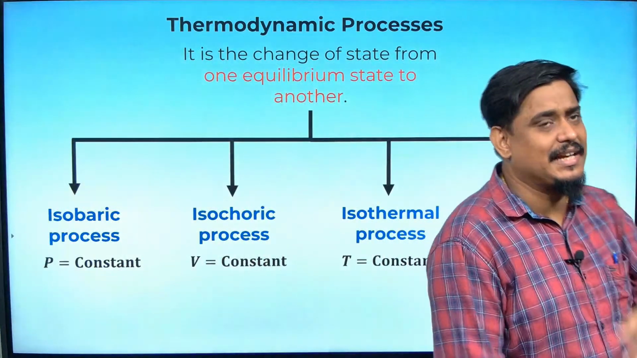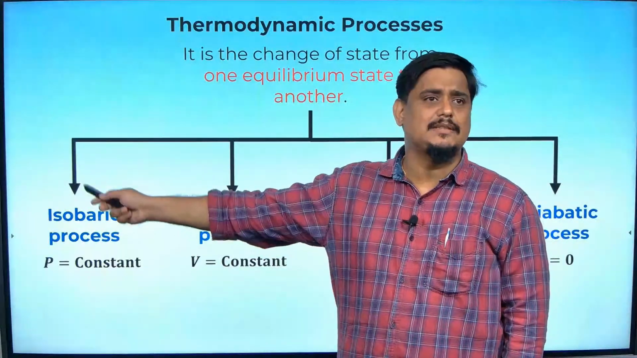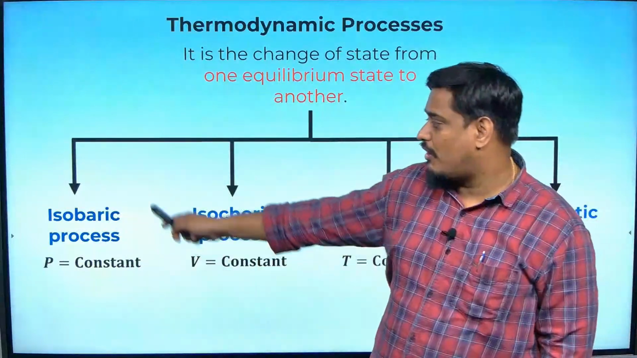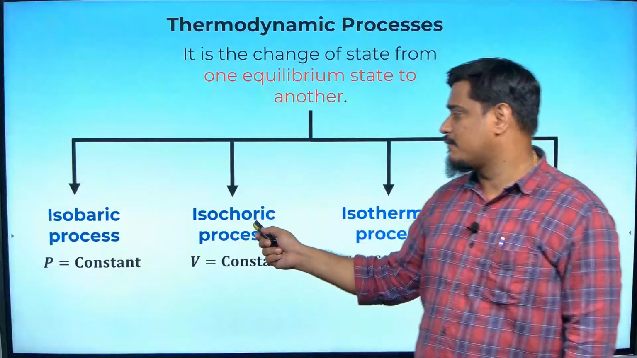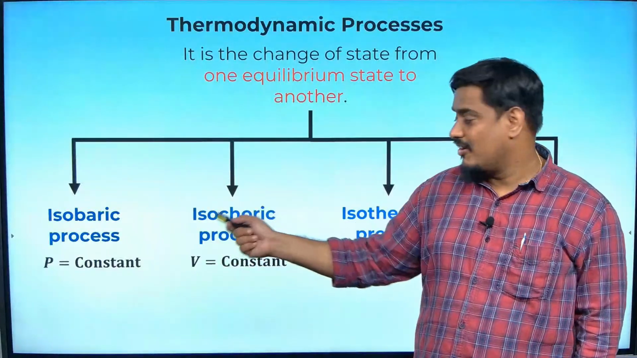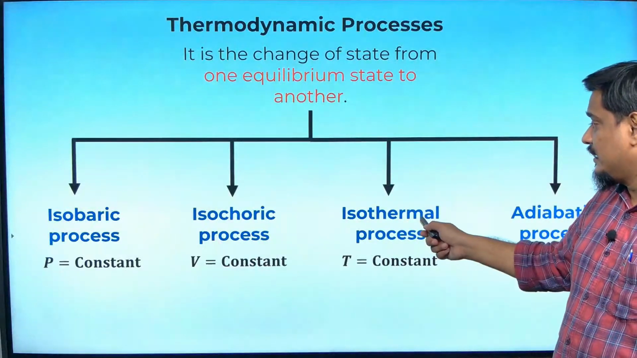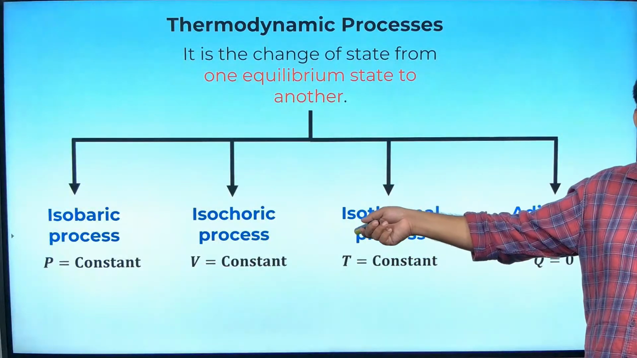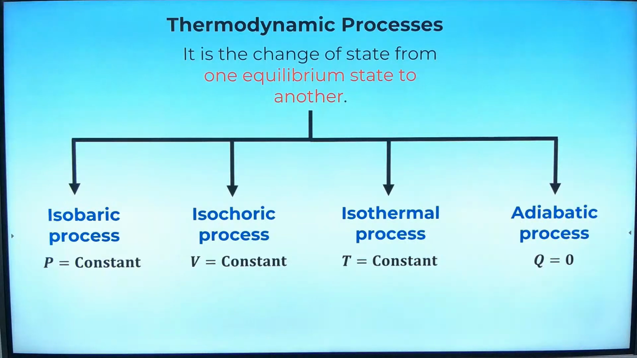Now, as the name is saying, isobaric. Iso means constant. Baric means pressure, isn't it? So, constant pressure is called isobaric. Choric means volume. Iso means constant. Constant volume is called isochoric process. Thermal means heat. Iso means constant. Constant temperature is called isothermal process.